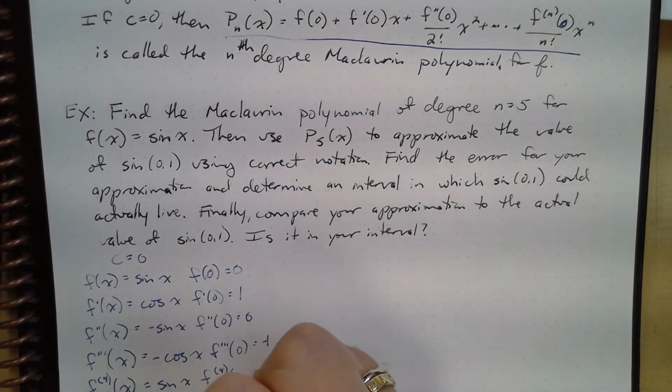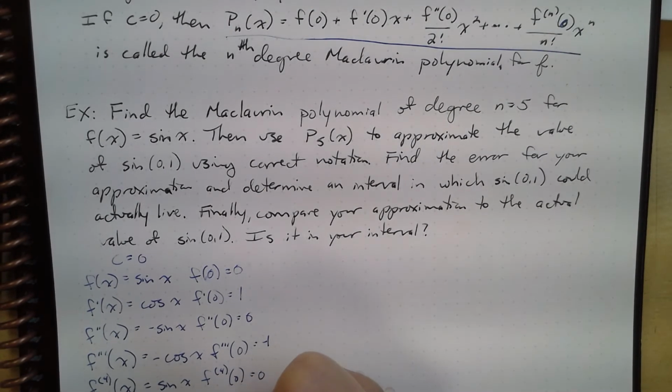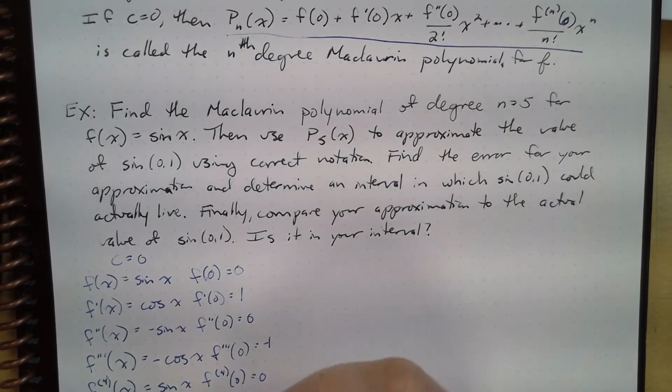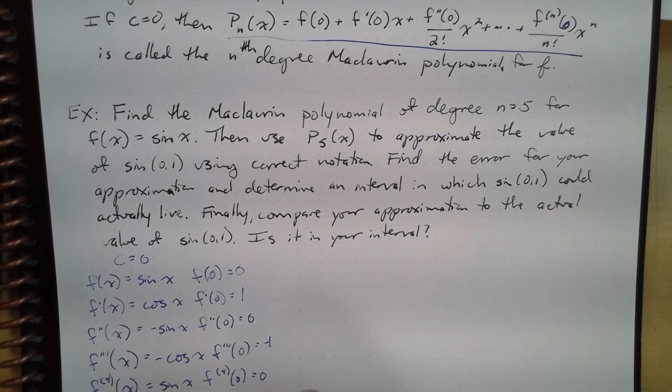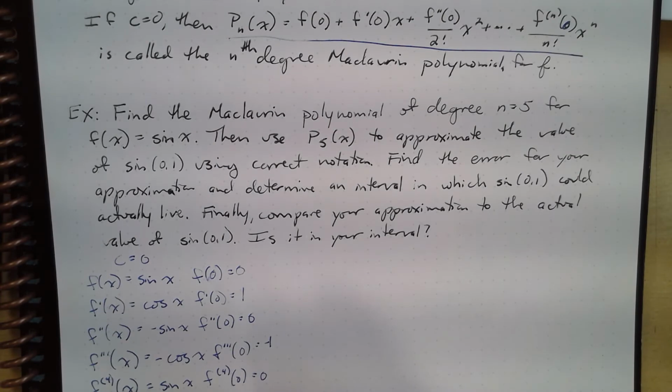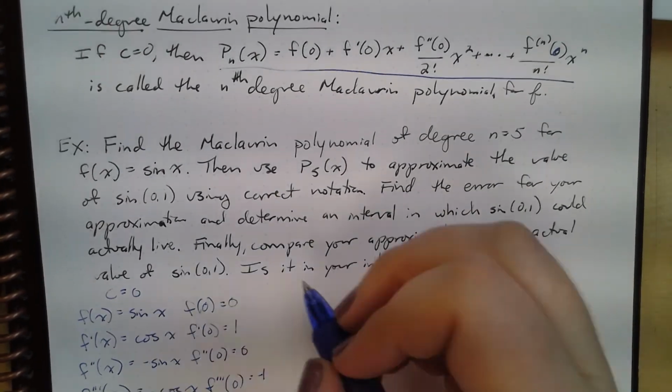Fourth derivative of 0, 0. Fifth derivative of 0 is 1. Okay? So these, right here, these are the numerators for the coefficients. Okay? All right, so let's actually write down our approximation.